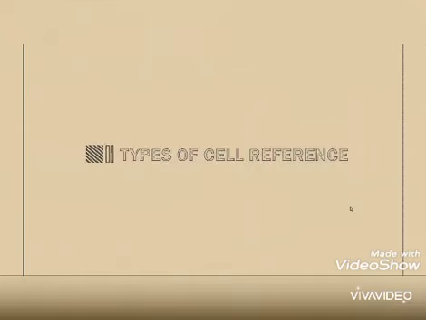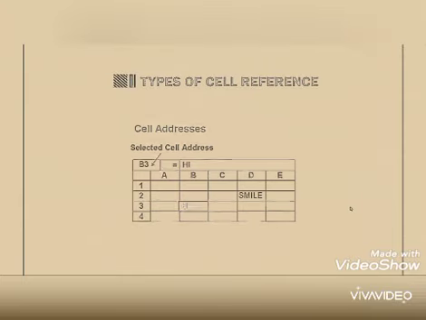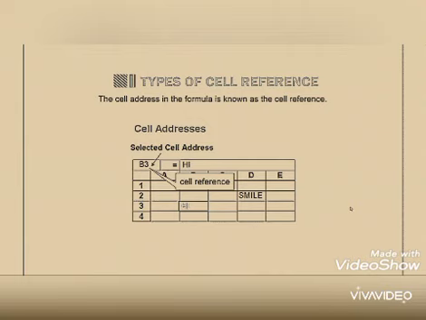Now we shall discuss the types of cell reference. The cell address in the formula is known as the cell reference. With references, you can use the data in different parts of the worksheet. There are three types of cell references. The first is the relative reference.